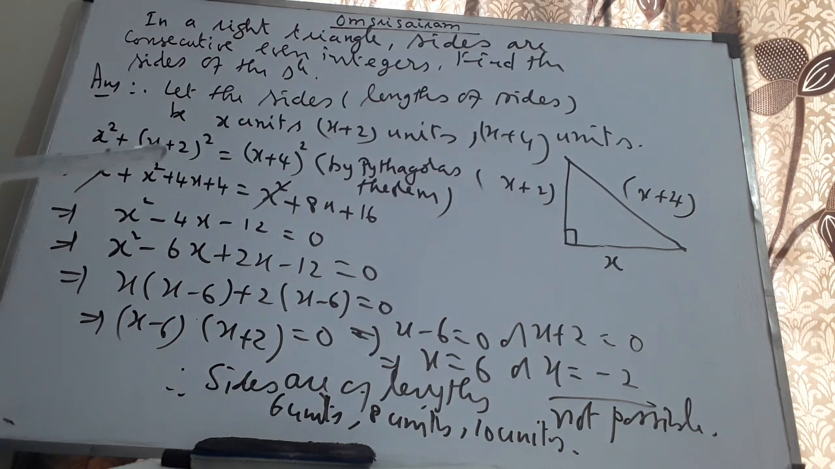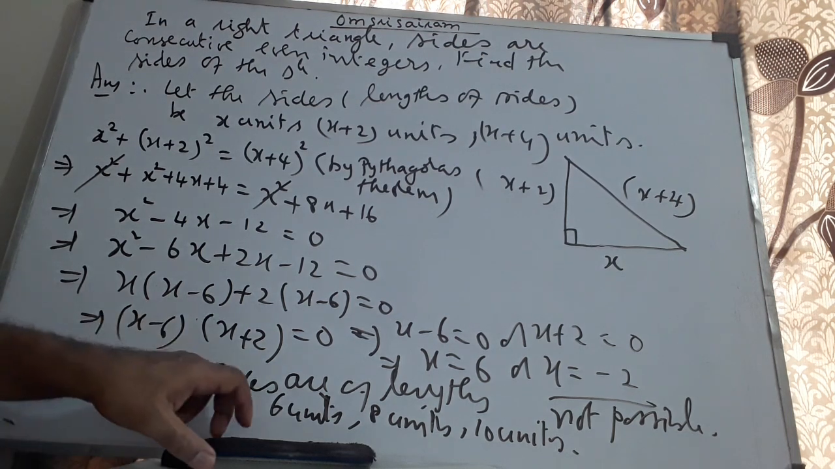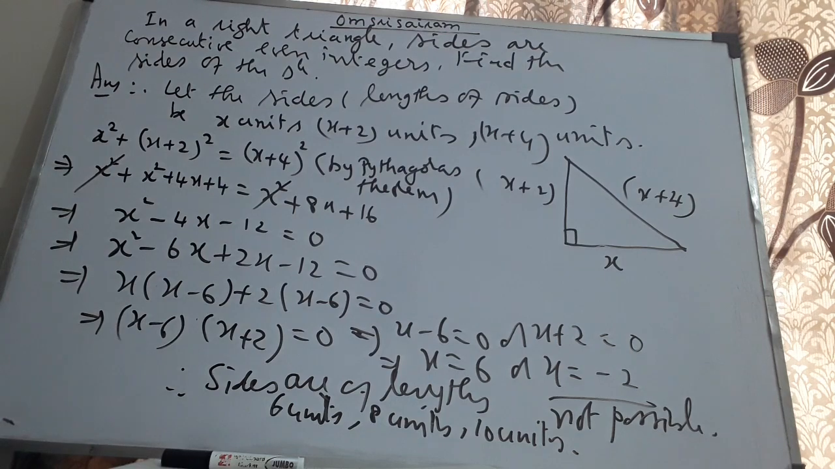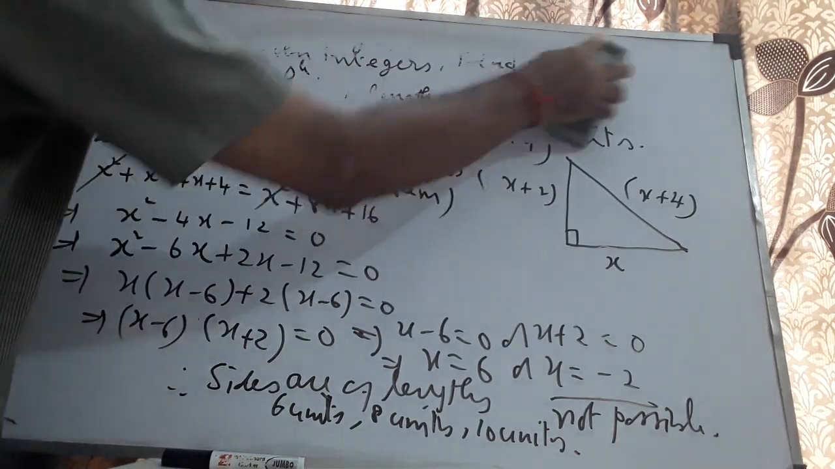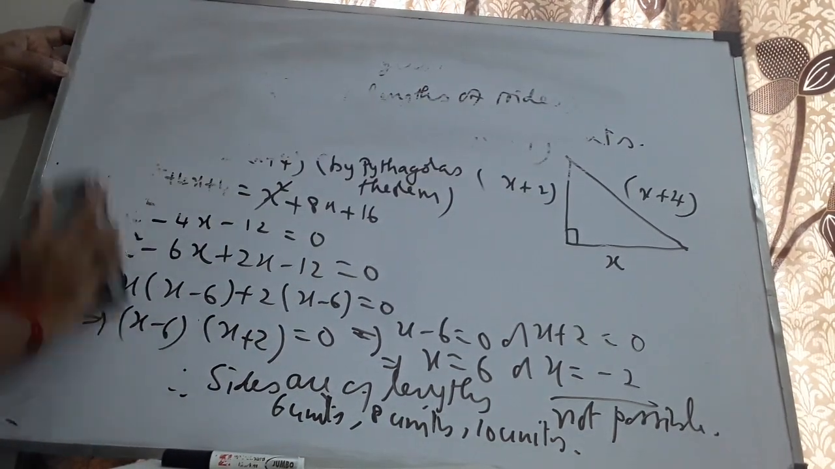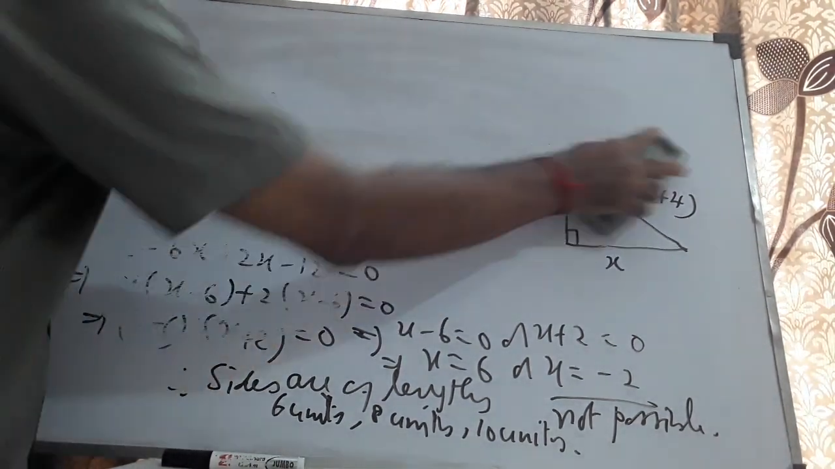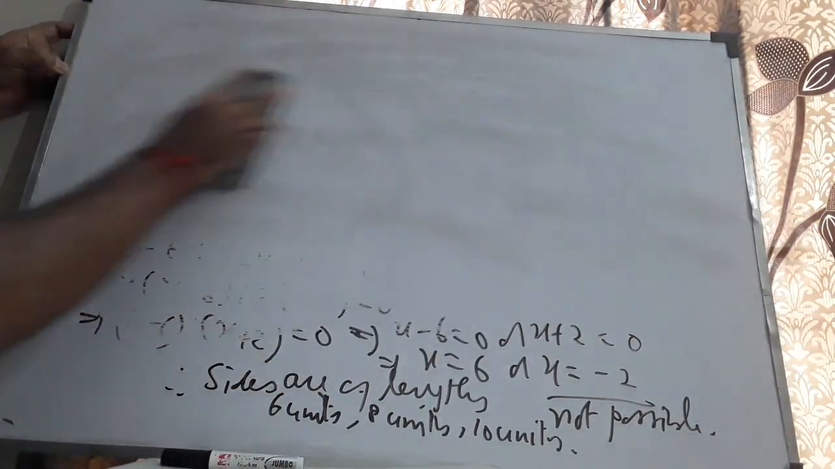6 square is 36, 8 square is 64, 10 square is 100. 6 square plus 8 square is 10 square. Therefore, they form a Pythagorean triplet. Therefore, my answer is correct.